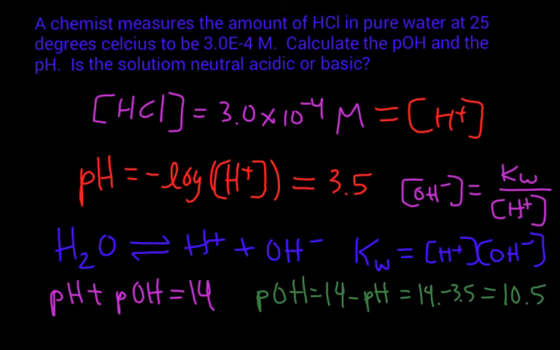And then the very final part of this problem asks us if the solution is neutral, acidic, or basic. We know that our pH is 3.5. And remember, if pH is lower than 7, then this is going to be considered an acidic solution. So we'll just draw a box over acidic.